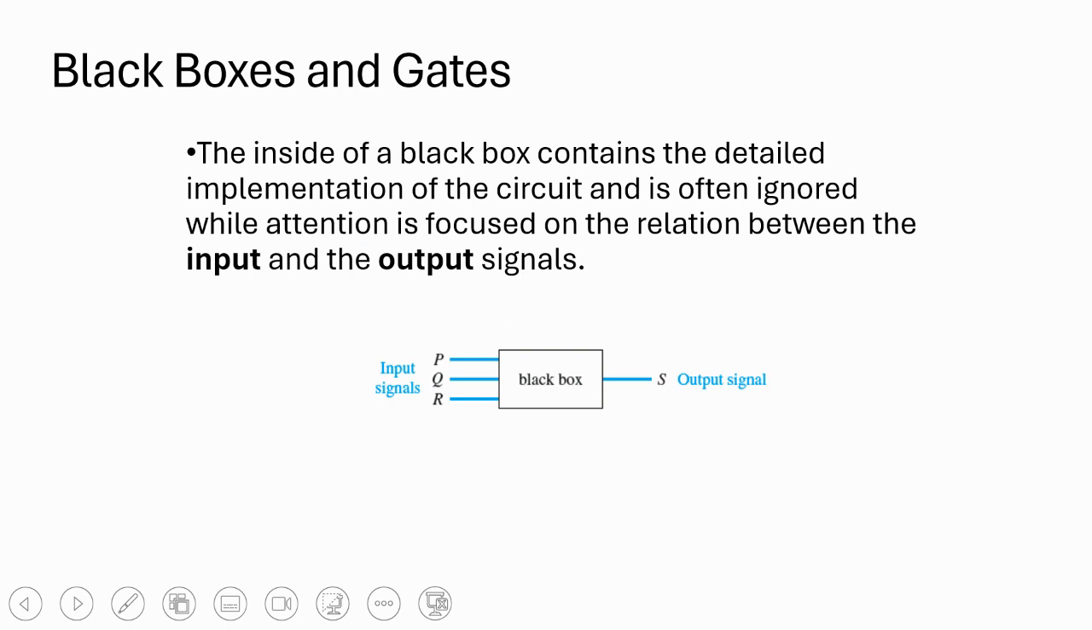Okay, so we have a black box where some stuff happens inside the black box. And so often it's ignored, where the attention is focused on just the relationship between the input and the output signal. So here we have three input signals, P, Q, and R, and one output signal, S. And so some logic happens in the black box.